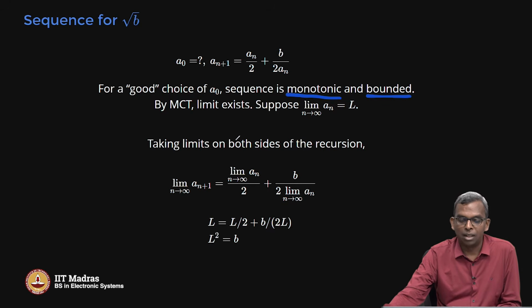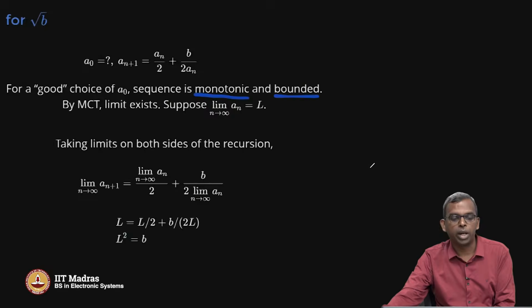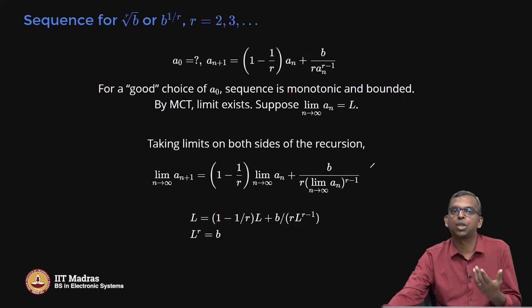This limit L, if you now take limits on both sides of this recursion, you're going to get L equals L/2 + B/(2L), and when you do this manipulation, you get L squared equals B. So this limit, when squared, is going to give me B, whatever B may be. Wonderful, isn't it? So this is a way to get towards any square root of B. So this is not just root 2, you can do it for any square root. In fact, not just square root, you can do it for any rth root.